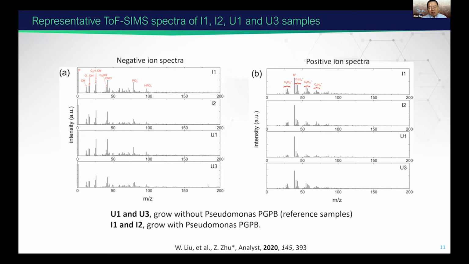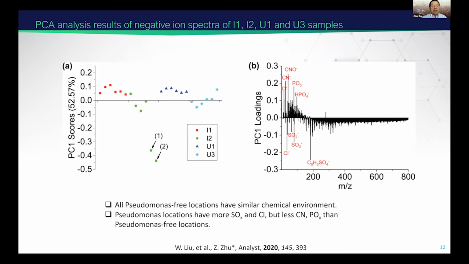So normally, some advanced analysis technique is needed to visualize the difference among the spectra. So how can we do that? It is PCA analysis. Principal component analysis has been widely used in mass spectrometry analysis, and it can distill the difference out vividly.